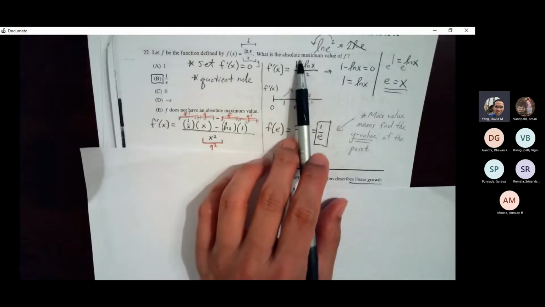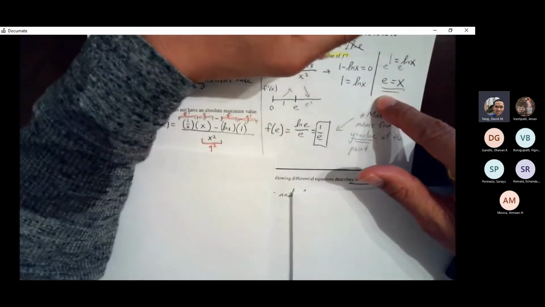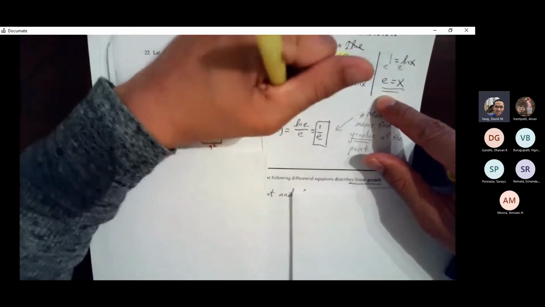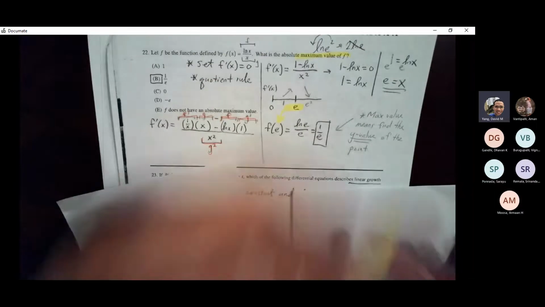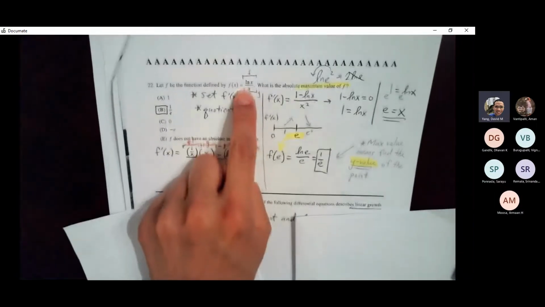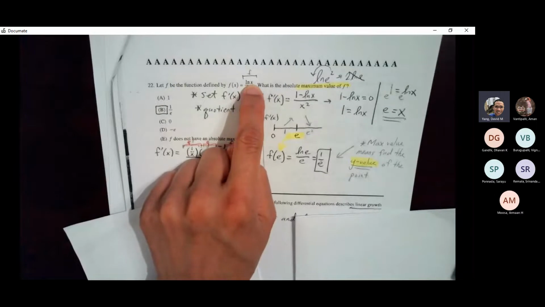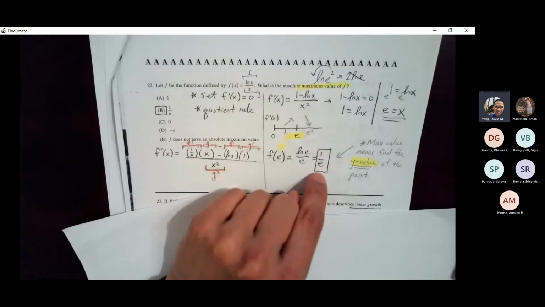But it's asking for the max value. So that means finding the x value is not enough. We have to go through one additional step. We have to insert this e back into the original function and get the y value. It's asking for the y value for our answer. So e back into the original function to get our y value. Natural log of e over e. Natural log of e is 1, so it's 1 over e. That's the y value they're looking for. That's the maximum y value on this graph.